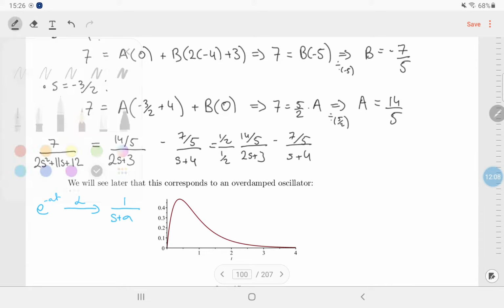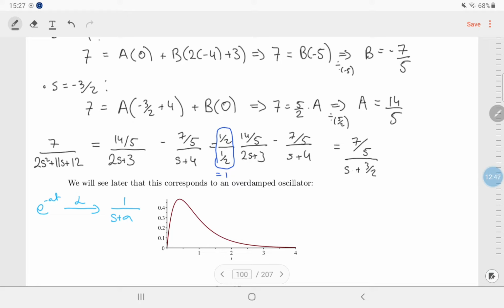I appreciate some of this is a little bit complicated here. So what I want to do is, I don't want 2s plus 3, I want s plus something. So if I multiply the bottom by a half, that's the same as dividing by 2, the 2s will turn into an s. But I have to multiply the top by a half as well. So if I do that, the half by the 14/5 is 7/5. And then the half by the 2s plus 3. So half by 2s is s, half by 3 is 3 over 2, minus 7/5 over s plus 4.